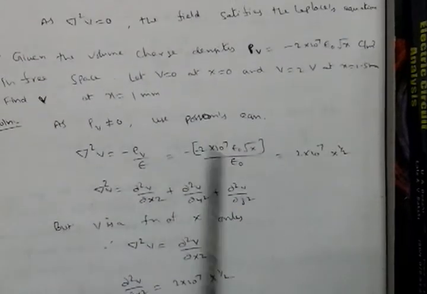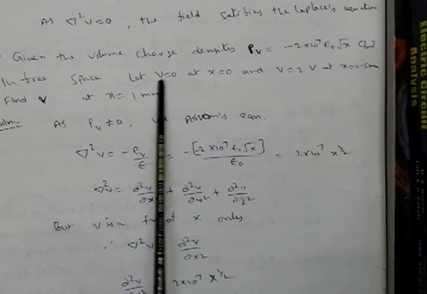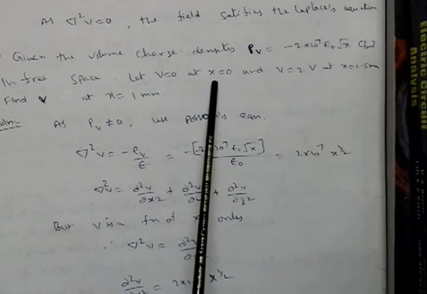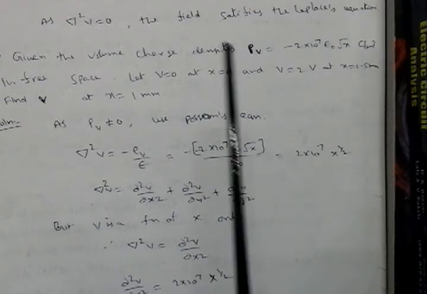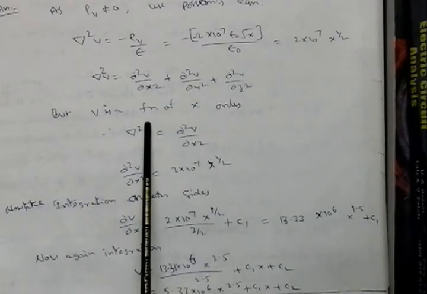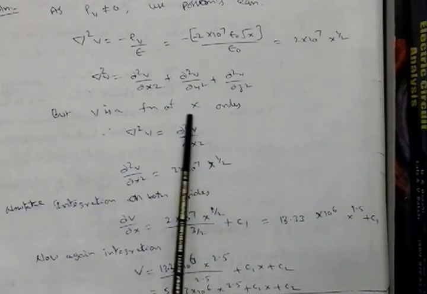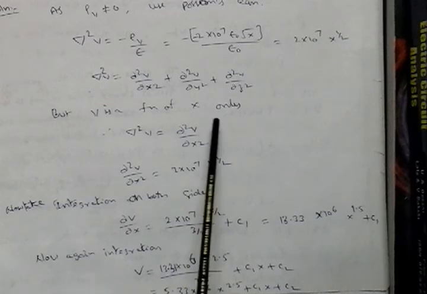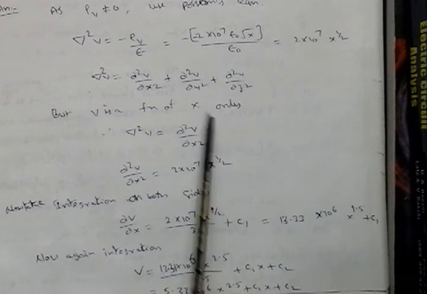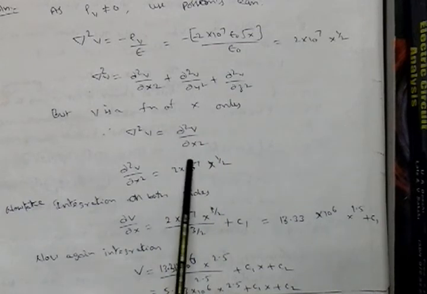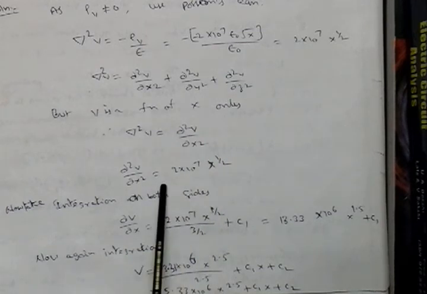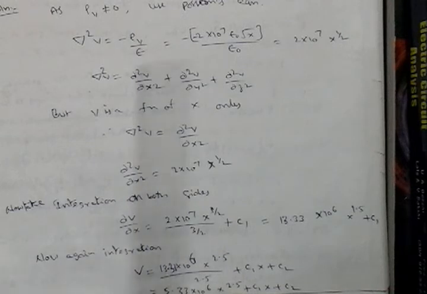Now if you look at the problem, the potential is varying with respect to only one variable. The variable is what? x only. That means the remaining y and z are constant and are neglected. So v is a function of x only, and it is not a function of y and z. Therefore the y and z terms are neglected in this formula. So del square v is only dou square v by dou x square. Dou square v by dou x square must be equal to minus rho v by epsilon, which we have calculated here.